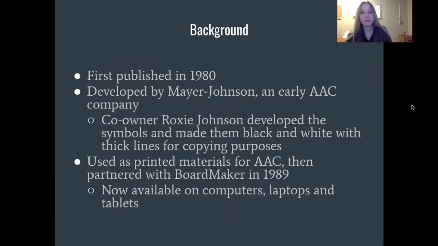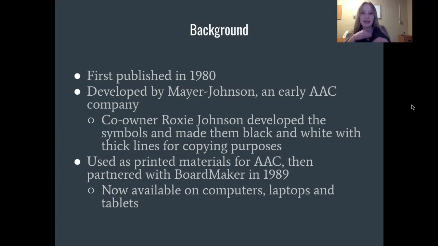So a little bit of background on PCS. It was first developed by Mayer and Johnson and was published in 1980. In the beginning, it was used as a paper, printable device, so a very low-tech device. The symbols were in black and white. It had the thick lines. And the black and white and the thick lines was primarily because the co-owner, Roxy Johnson, found it easier to copy and print the devices when it was made this way. So that's a little interesting tidbit.